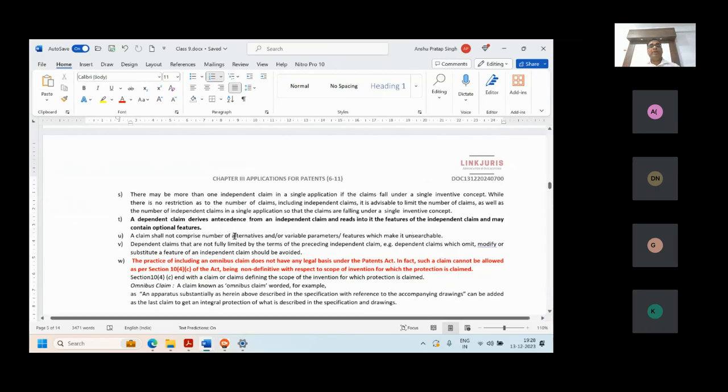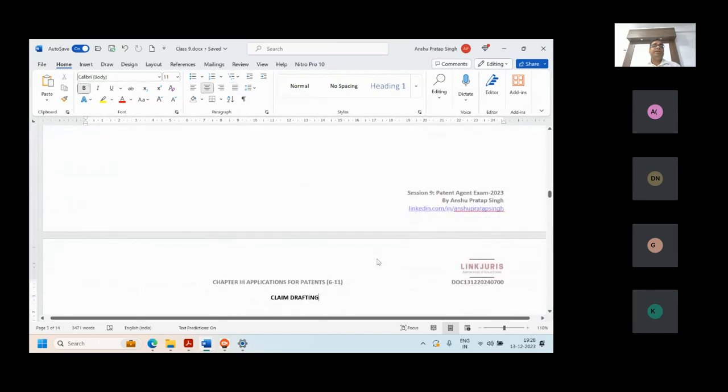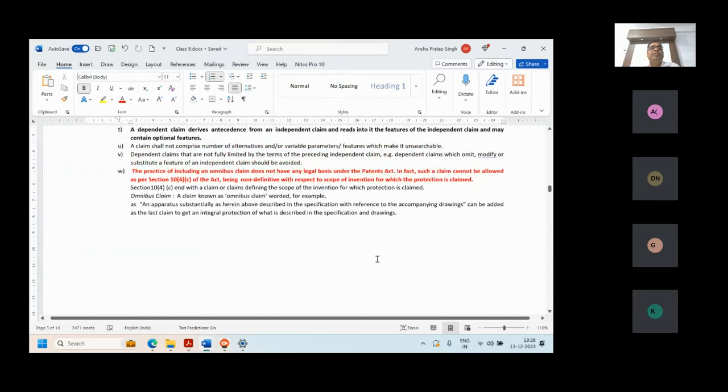That's all. The claim shall not comprise a number of alternative variables. Now, all this please read. One thing which is not allowed is that Section 10(4)(c) of the Act says you cannot provide indefinite types of claims. Omnibus claims are like this: an apparatus substantially as herein above described in the description with reference to the accompanying drawing. You are not drafting any claim, you are just referring to the entire disclosure or entire drawing. If you do this, then this is not a claim which will be accepted by the examiner, as it violates 10(4)(c), since it is not a definitive claim.